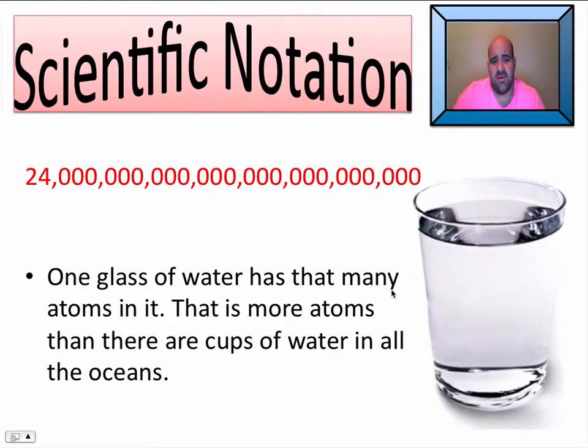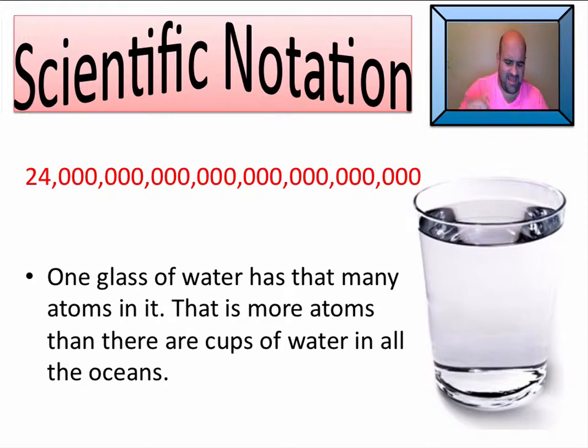In a cup of water, there are 24 something with a lot of zeros, atoms of water in it. That's a pretty big number. There are more atoms in a cup of water than there are cups of water in all the oceans combined. I wanted to say just ocean because there's only really one ocean, but we name different areas of it, one part, but there's not different oceans on the Earth. So in all the water, even all the water in all the oceans on the Earth, there's this many atoms.